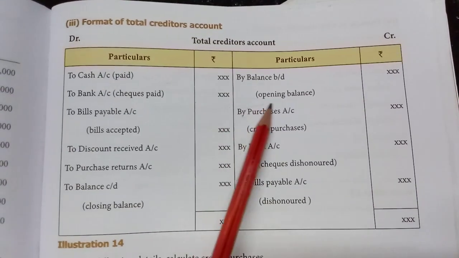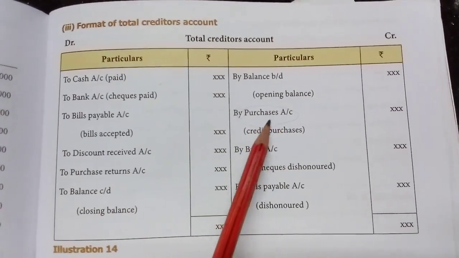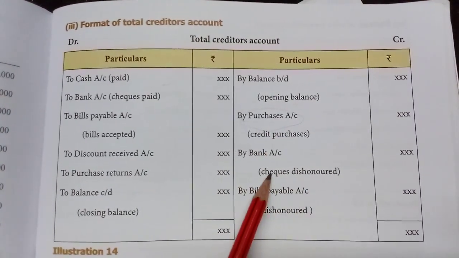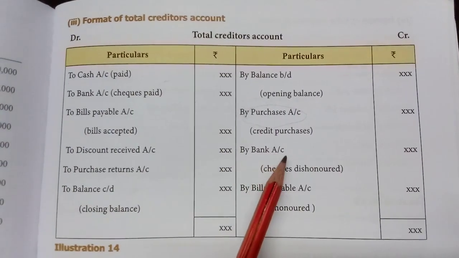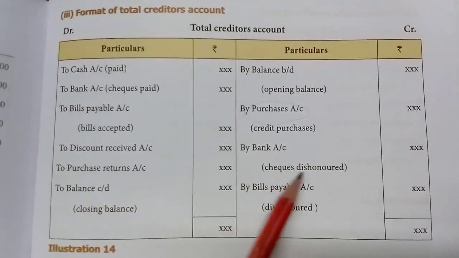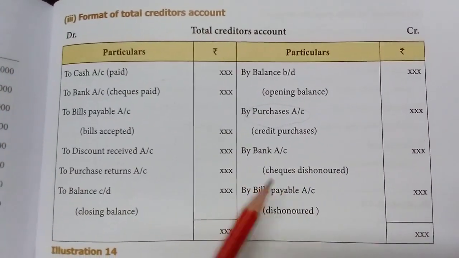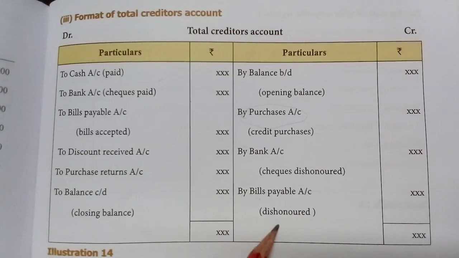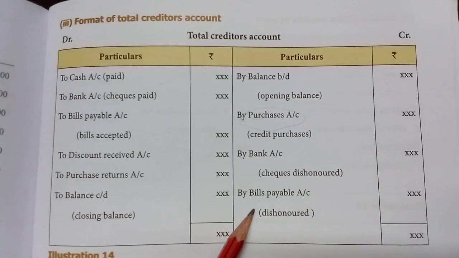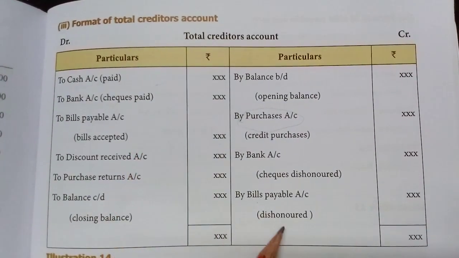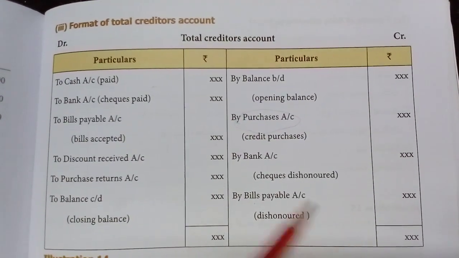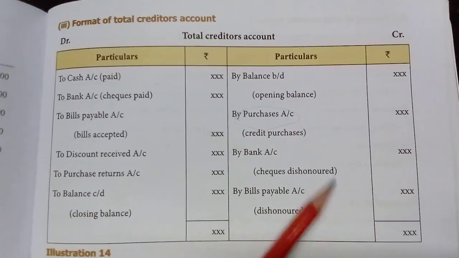Now they may ask you to calculate the credit purchases. So that will be the balancing amount. Then if any cheque is dishonored, we have to write bank account debit to creditors account. So in creditors, on the credit side, by bank. Then if any bills payable is dishonored, what is the entry? Bills payable account debit to creditors account. So by bills payable dishonored. Then we have to add all the amounts on the debit side.